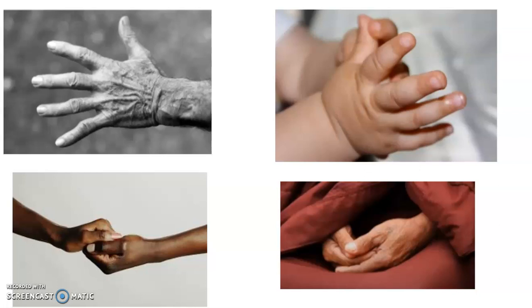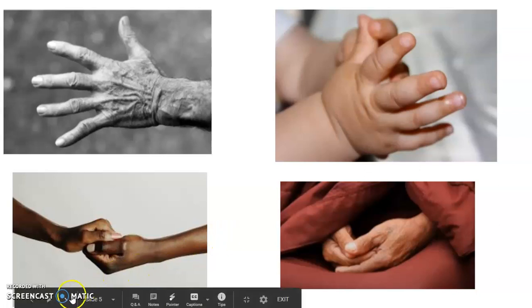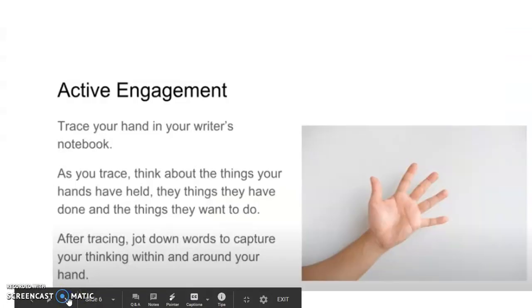Sometimes in writing workshop we use mentor texts. These mentor texts might be poems, short stories, picture books, but here we're going to use images or pictures of hands as our mentor texts. We're thinking about how these mentor texts or pictures of hands can spark our craft as a writer.